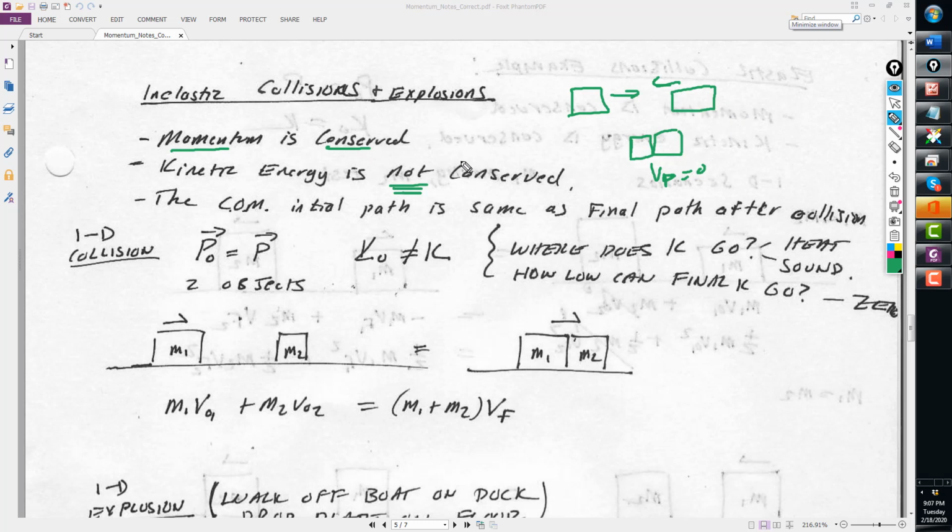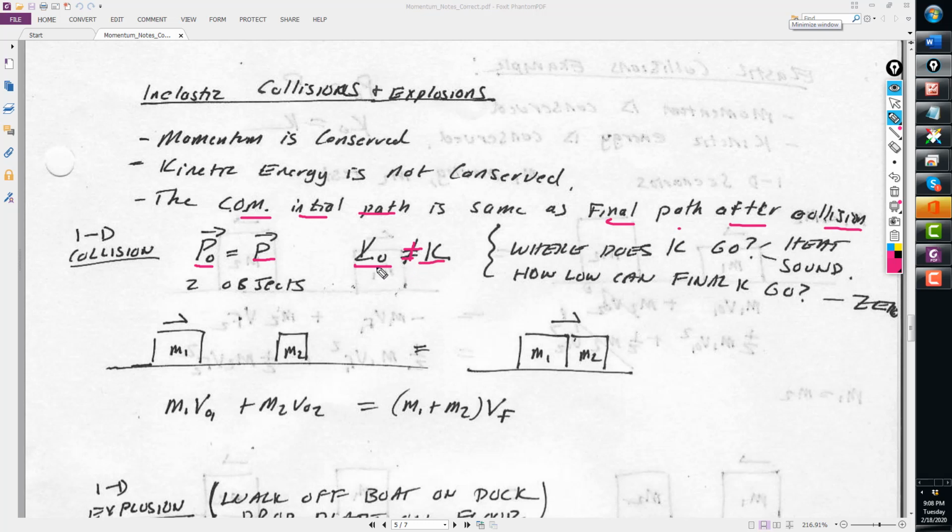And the momentum of the final object is the momentum of the center of mass, always. So that's important. Why is that important? Well, the center of mass initial path is the same as the final path after collision. So initial momentum equals final momentum, and in the x and the y, it's conserved. Kinetic energy initial does not equal kinetic energy final. In fact, most of the time that kinetic energy is going to be very low.